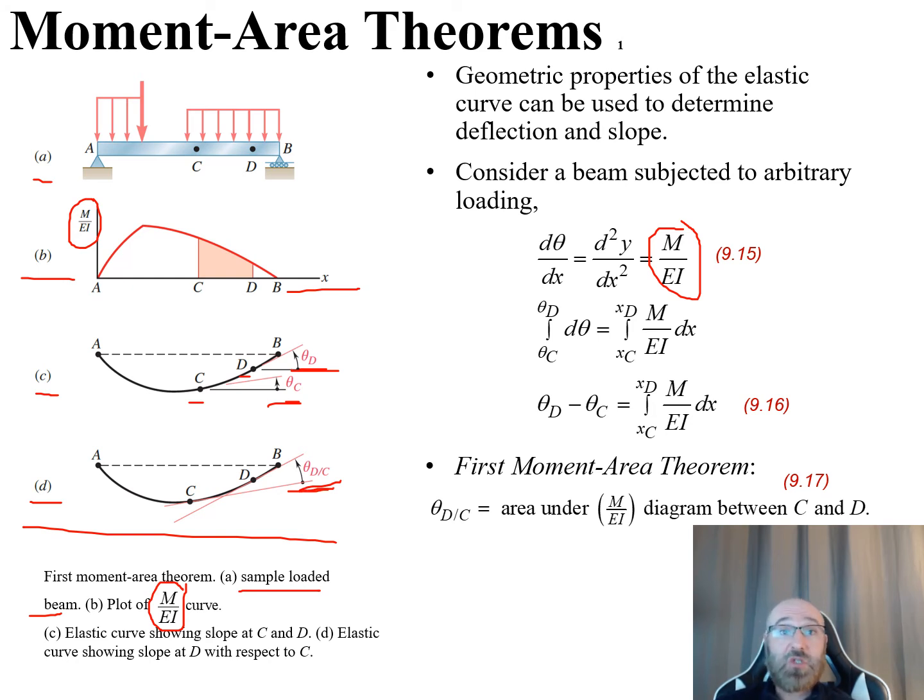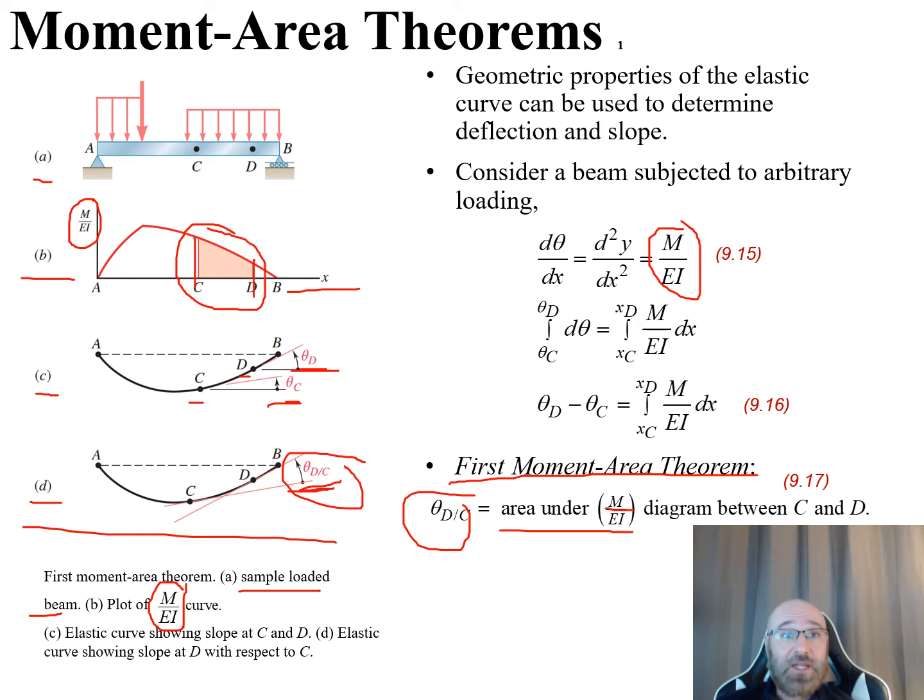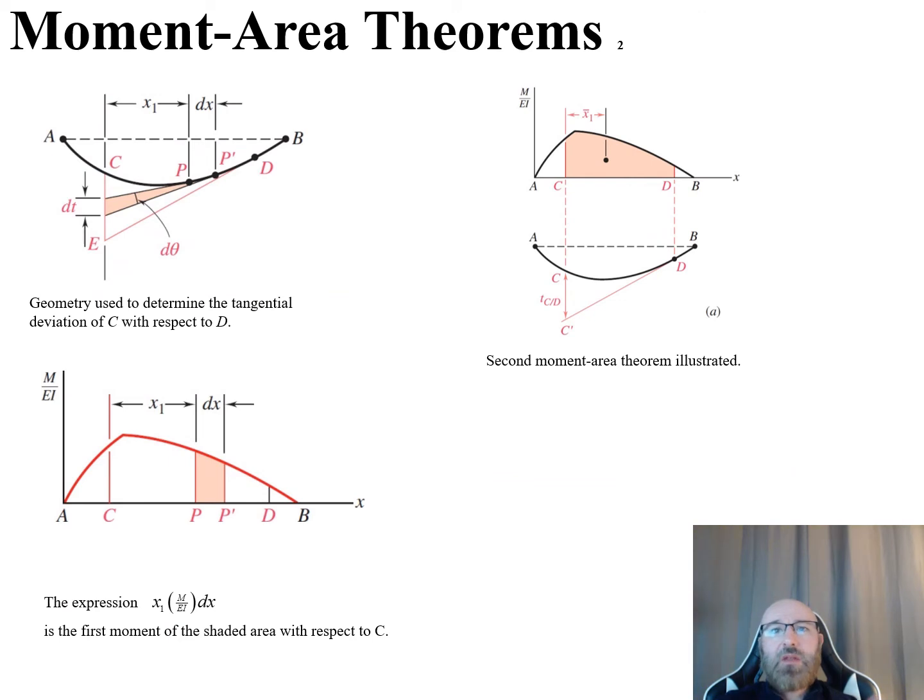So this brings us to our first moment area theorem, where this θD over C that we see in this diagram is the area under our M over EI diagram. So this area right here between our points C and D. So now let's take a look at the second moment area theorem.